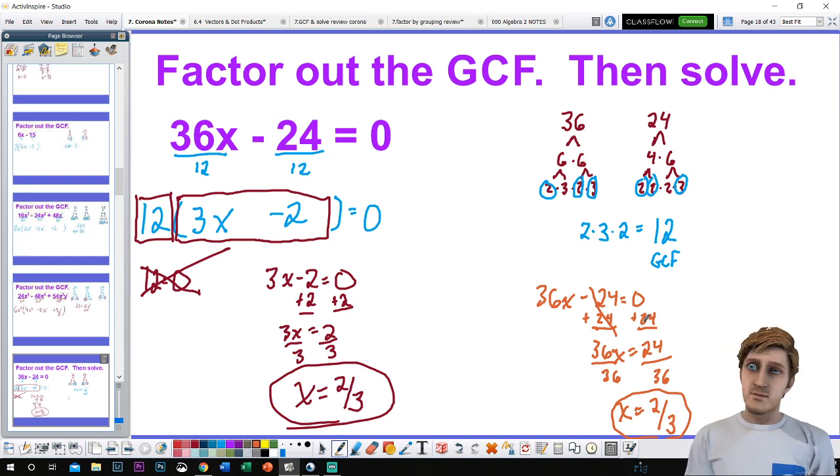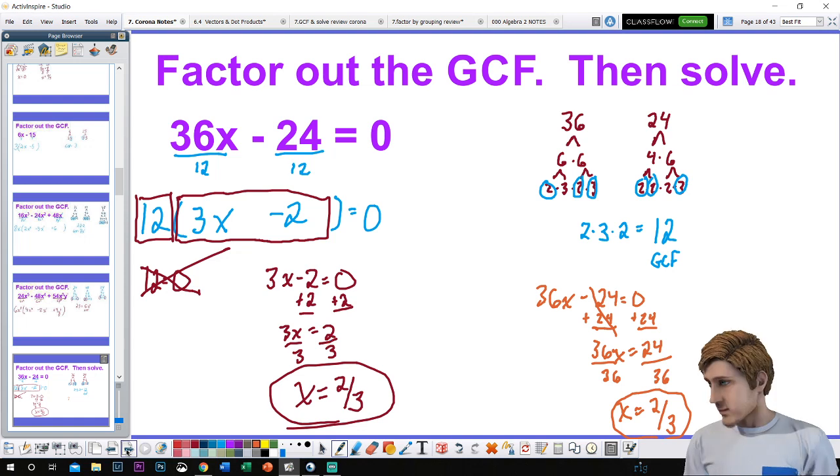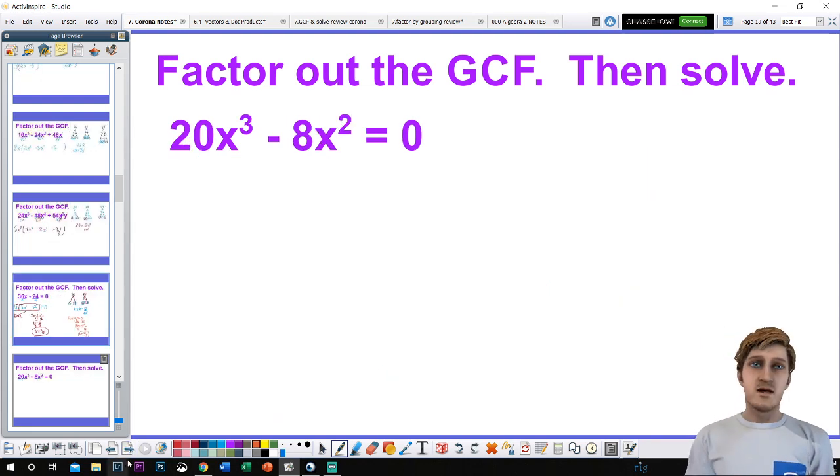Now, will you always be able to solve it like this? No, definitely not. Some of these are going to have x squareds, x cubes, or crazier stuff than that, which we could not solve with equations because they're not linear. So therefore, we're going to have to do the factoring. This was just an easy example just to show you how. Let's go on to this one.